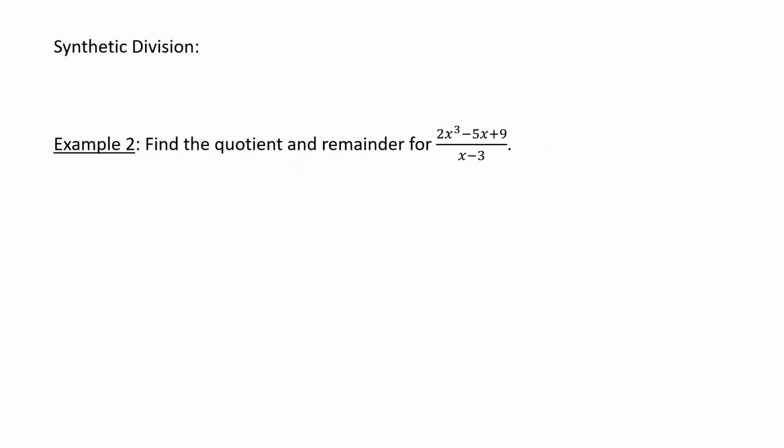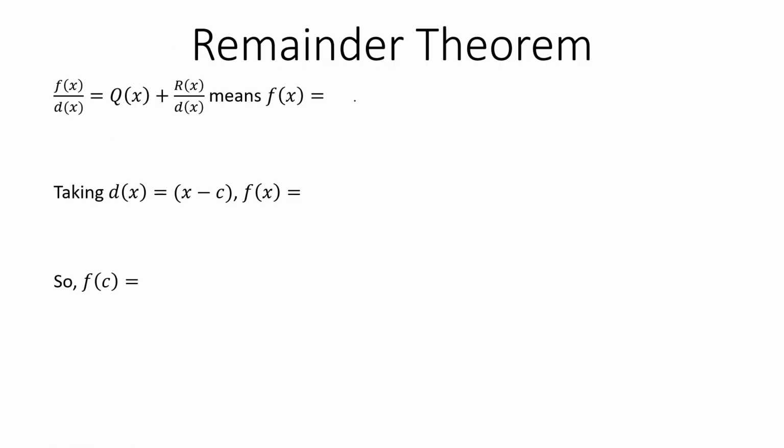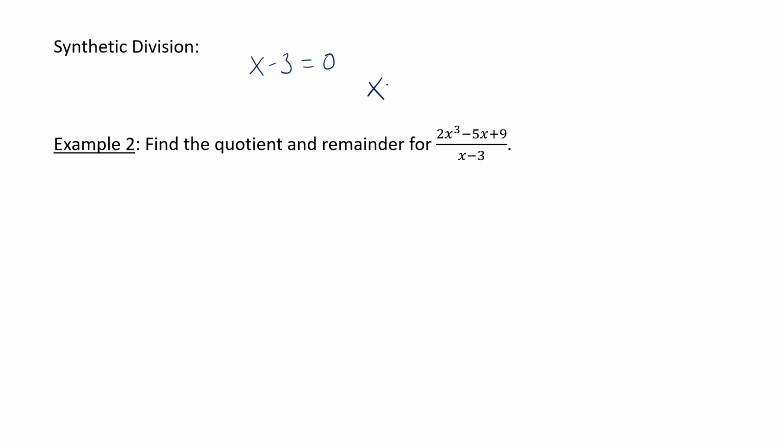Now, let's look at the same question, but let's instead use synthetic division. When we use synthetic division, one of the things we have to recognize is that we want to take this denominator, x minus 3, and set it equal to 0. When we do that, we see that we get x equals 3. For synthetic division, we're going to set it up like this. We take that 3 and then set up a bar here.